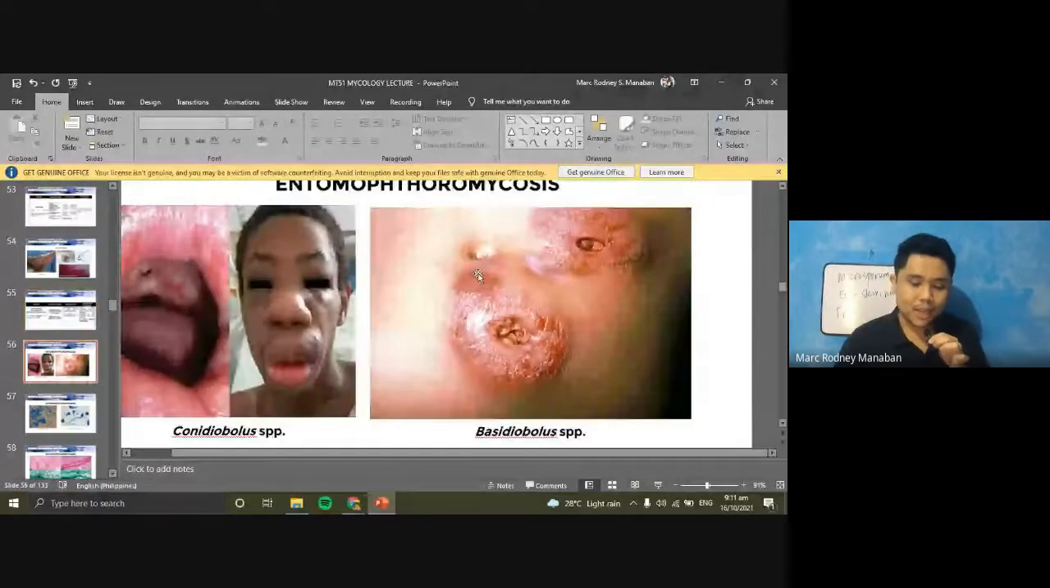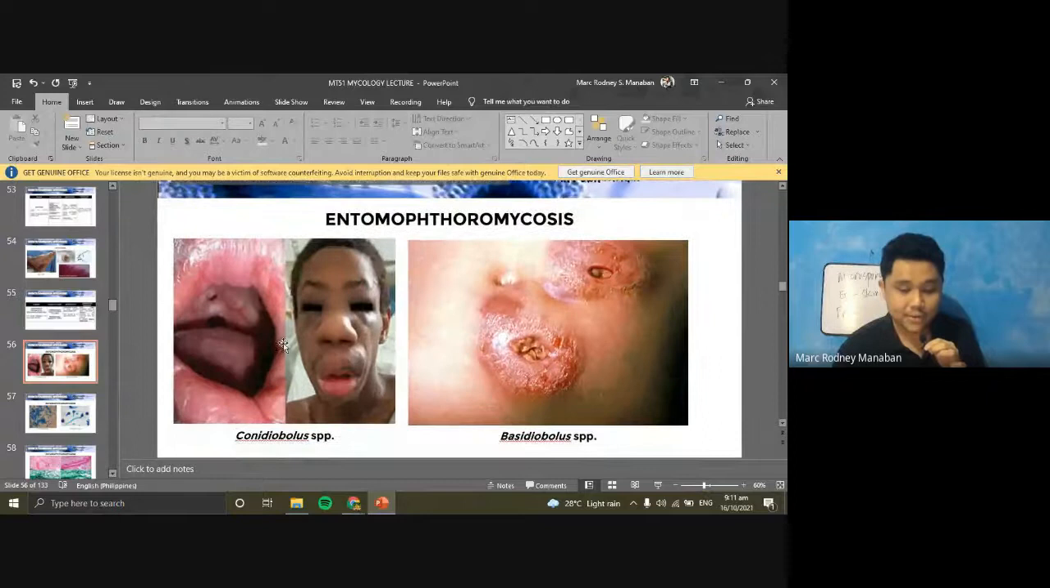So here's an example. This is for Conidiobolus, so the face is infected. Again, the face swells. And then you have Basidiobolus, as you can see, more on lesions.